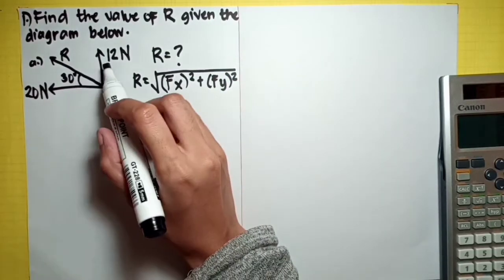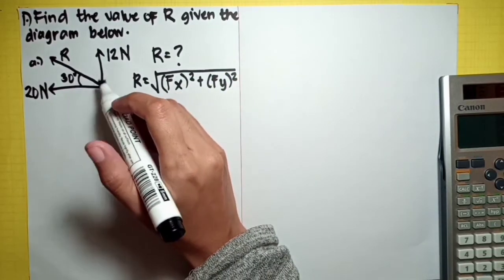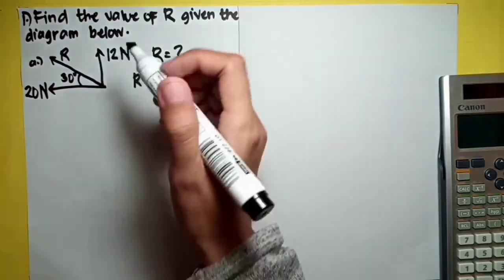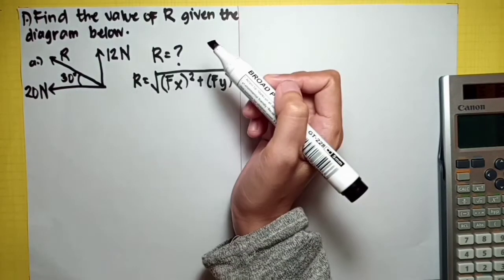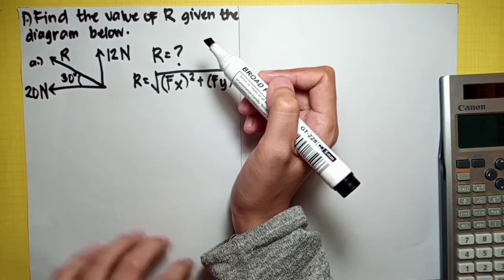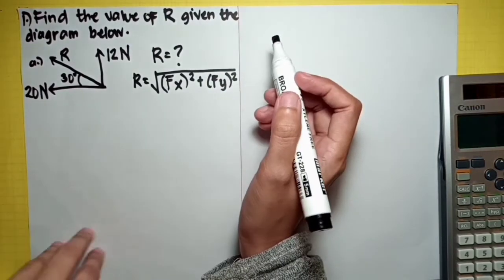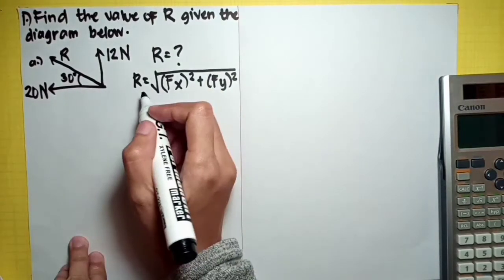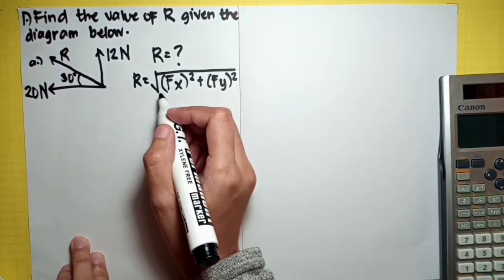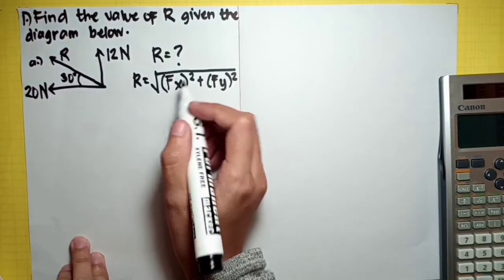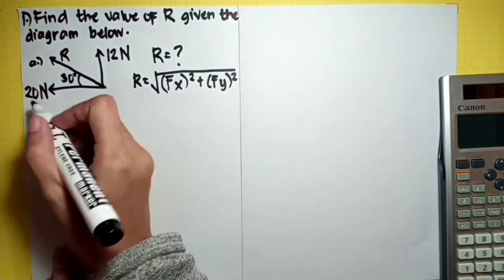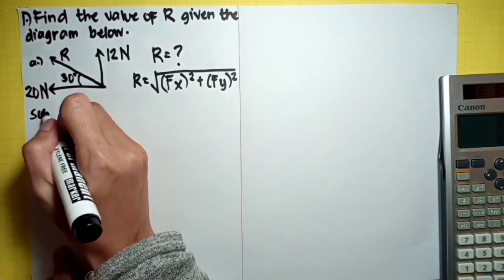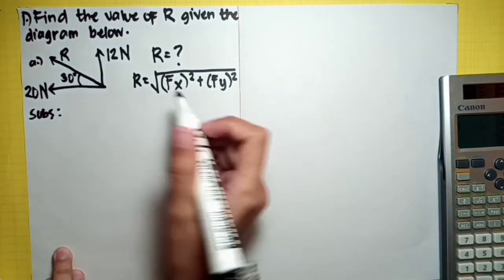Given ang dalawang F forces component, which is the F sub y and F sub x, given sila, tas hahanapin natin ang value ng R. So, kung matatandaan ninyo, may binigay ako na formula which is R is equals to the square root of F sub x squared plus F sub y raised to 2. So, gagamitin lang natin yon. Ang gagawin natin is substitute lang natin ang value from the diagram to the formula.